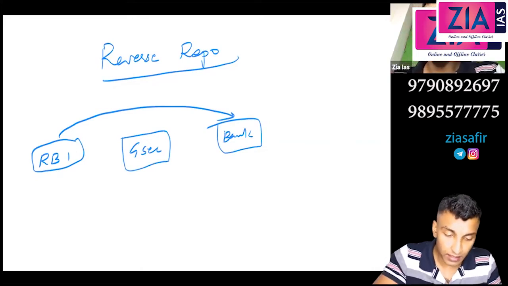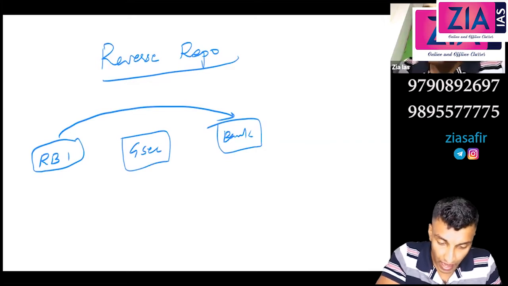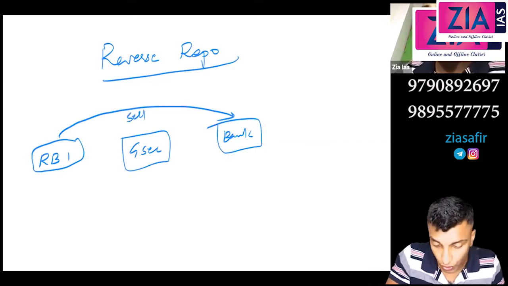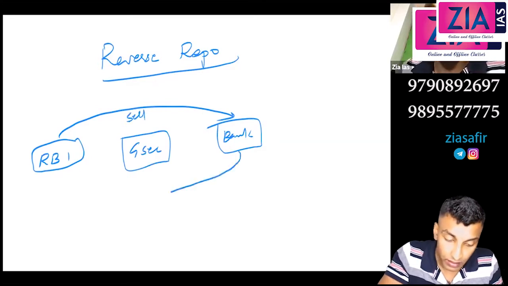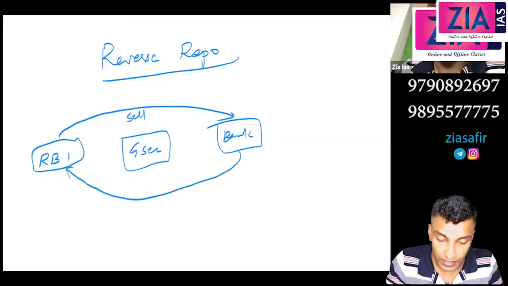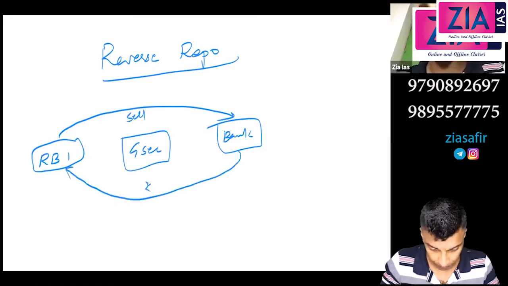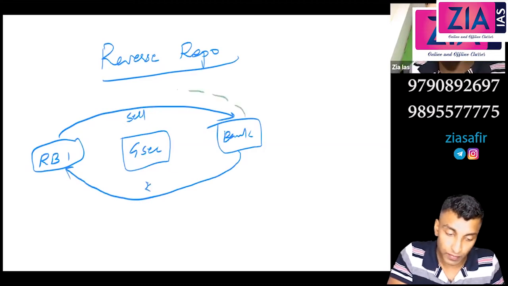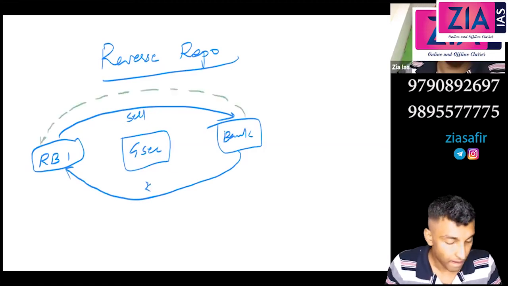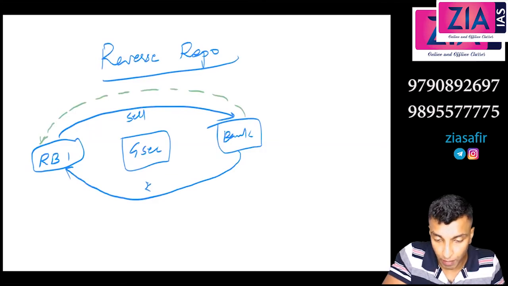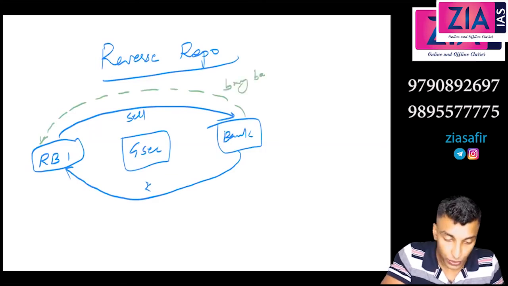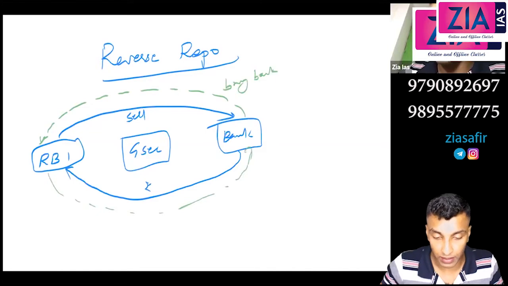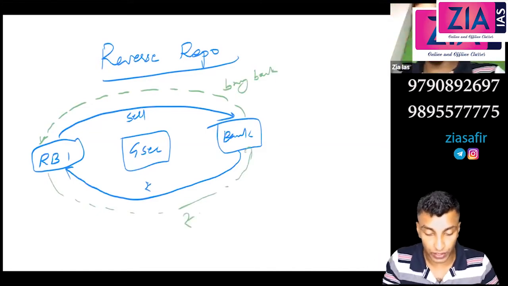What I'm saying is that the government security is what RBI will sell, right? What is the agreement? What will banks give to RBI? Rupees, right? It will be repurchased, that means there will be a buyback. So RBI will give rupees to the bank. This is reverse repo.